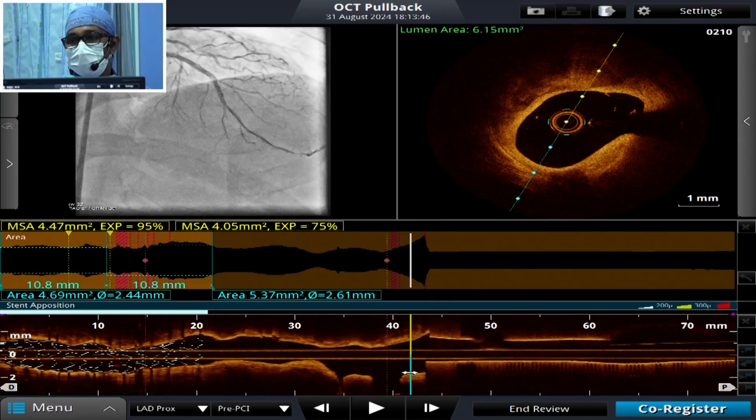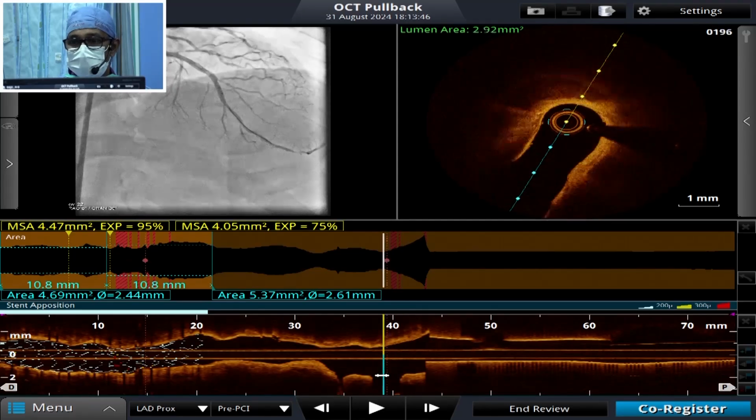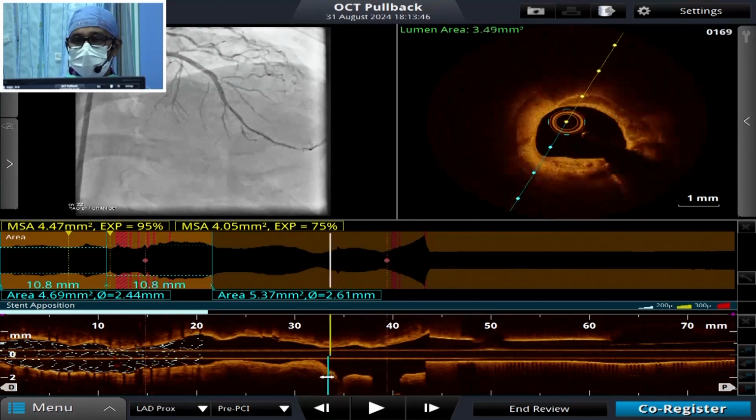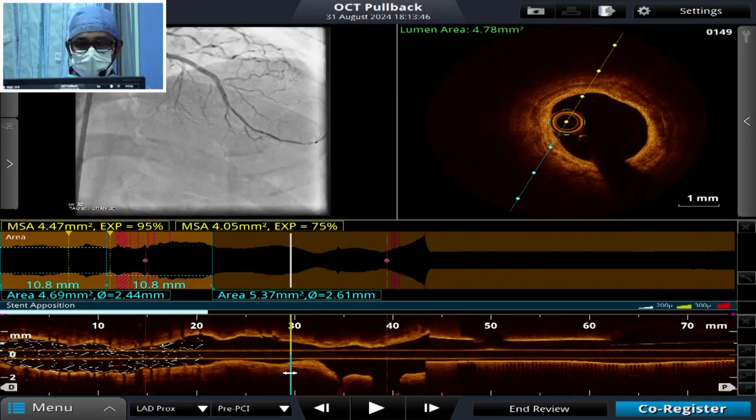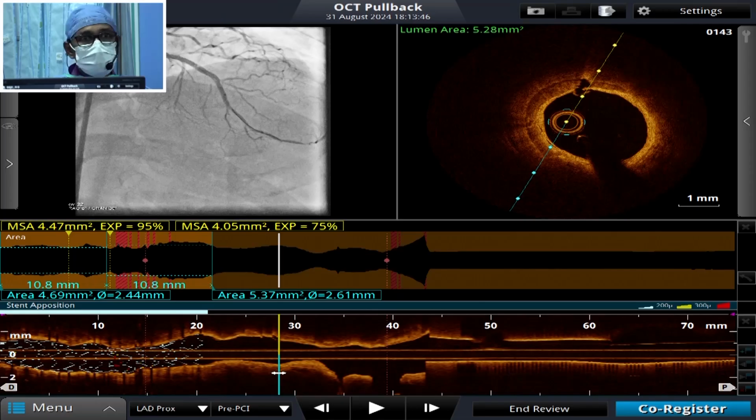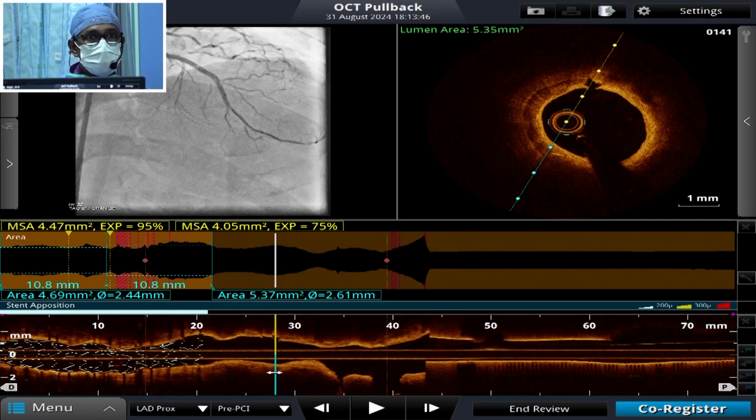Luminal area is around 5 to 6, I think. Anyway, the proximal LAD also needs to be addressed. The circumflex also needs to be addressed. So we'll go ahead with a DK crush technique. We'll wire the circumflex, do an imaging from the circumflex, and then start balloon dilatation and deploy the stent.